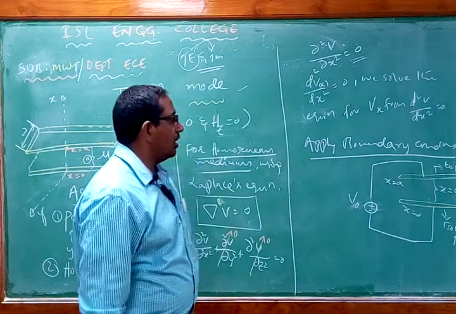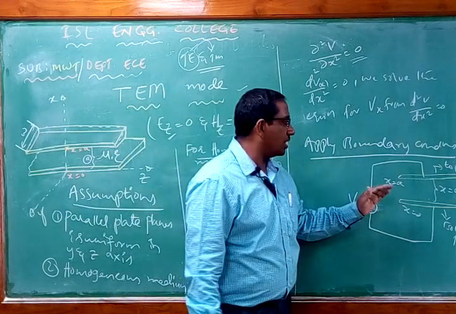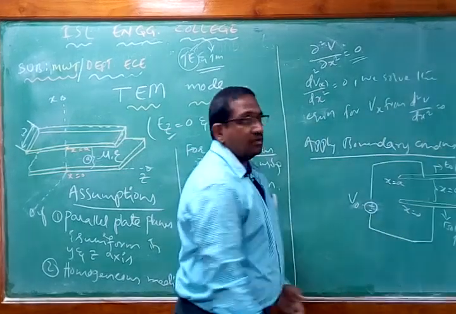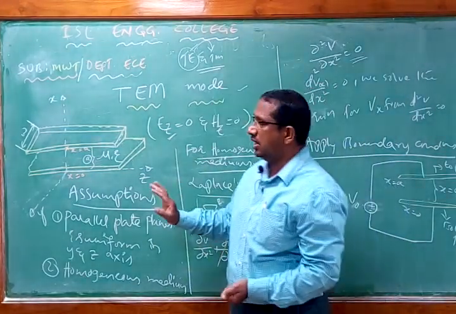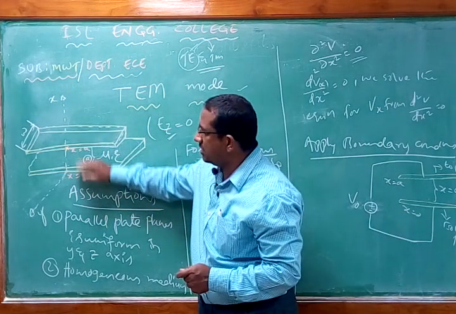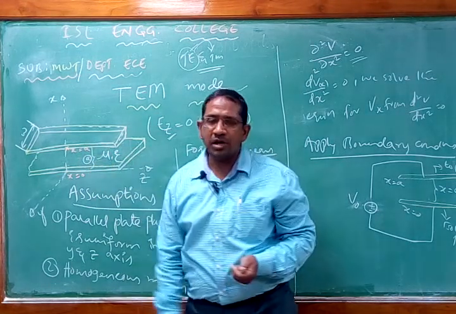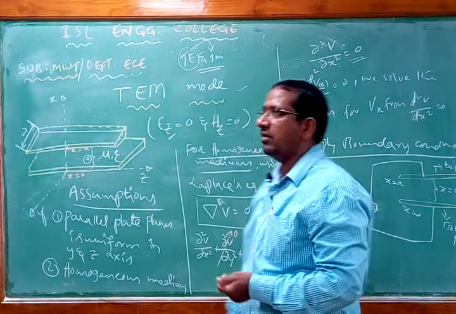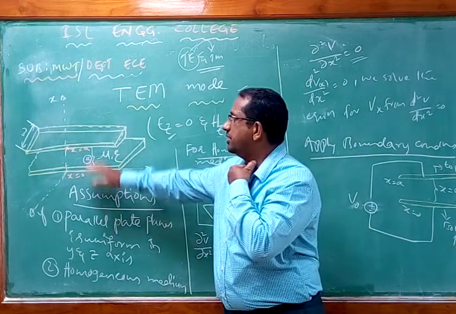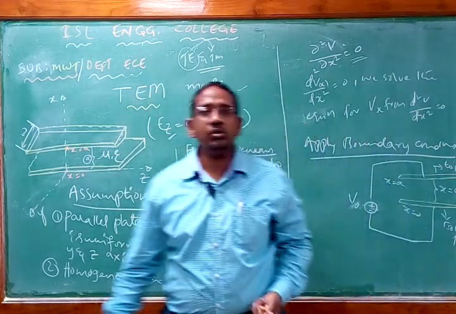Now one more assumption we are going to have is that we always consider the field between these two plates. That means we are confined only to the fields between the two regions of the parallel conducting planes. Between these two planes only we are going to consider the field. We are not considering the field other than the field in between the two conducting plates. This is another important point that we normally look after.